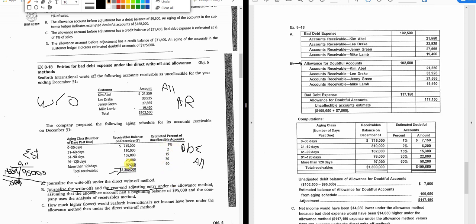So I take each of these numbers times the percentage, so you can see that. Each of those numbers times the percentage. Sometimes I even write an equal sign right outside of this and put a little multiplication sign there. So if I add them up, I think 109,650 are going to go bad. So remember, I have a debit balance of 7,500 here. I want it to be a credit balance of 109,650.